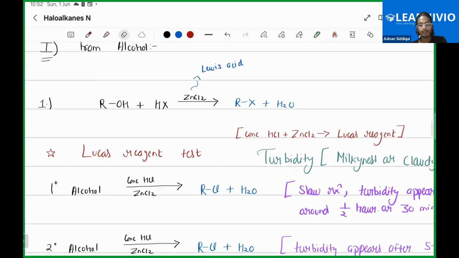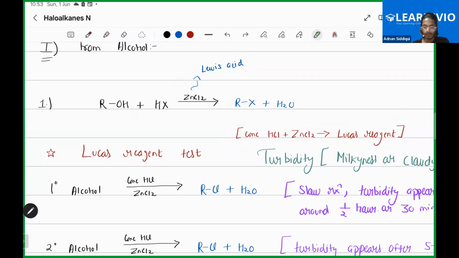So the first method is by reacting it with HX, HX could be HCl, HBr, right? In presence of Lewis acid, which is ZnCl2. And this is what Lucas reagent test as well.